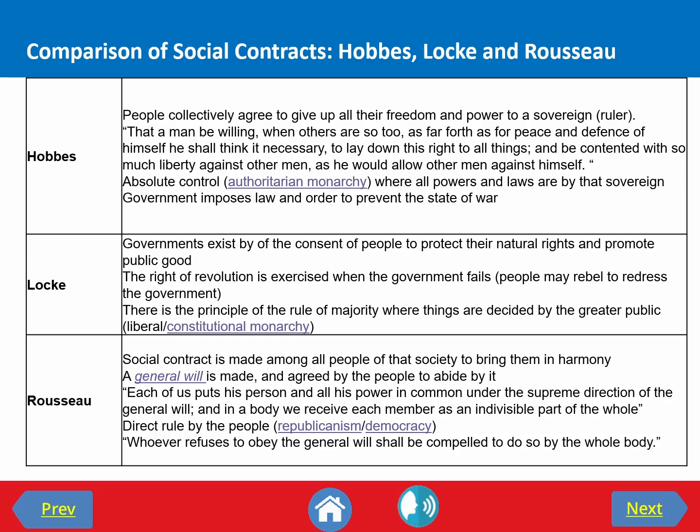Government imposes law in order to prevent the state of war, and the contract is that government protects the people militarily, but the people must allow an authoritarian level of control over them.